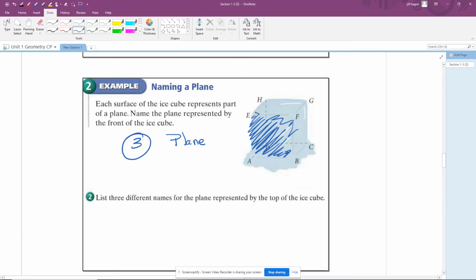So points E, F, B. That would be a plane. Or EFA or EAB. Any of those. I'll go with EFB.